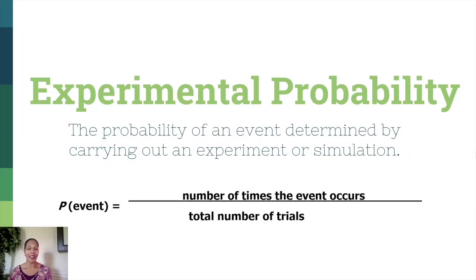Experimental probability is the probability of an event determined by carrying out an experiment or a simulation. Those are your key words, an experiment or a simulation. And we use a series of events that have already happened to make a prediction. The formula looks very similar to the theoretical probability formula we've been using over the past 2 days. The difference is that it occurs after the event has taken place. So to find the probability of an event, we write a ratio with the number of times the event occurs to the total number of trials.